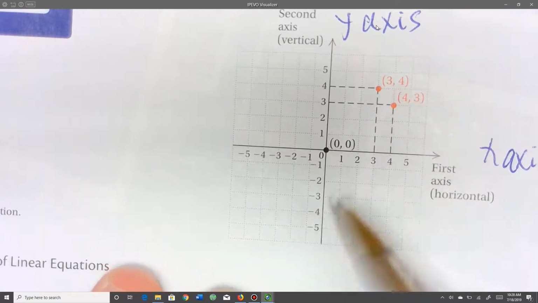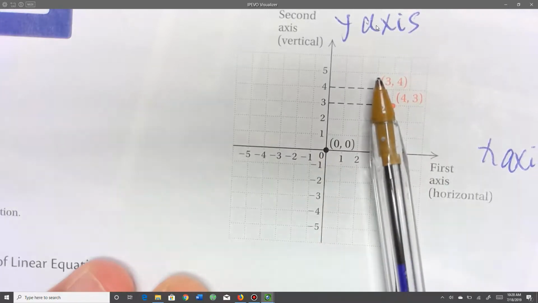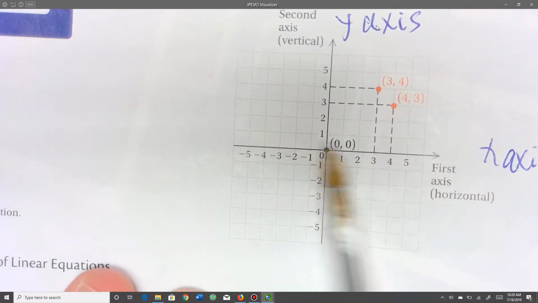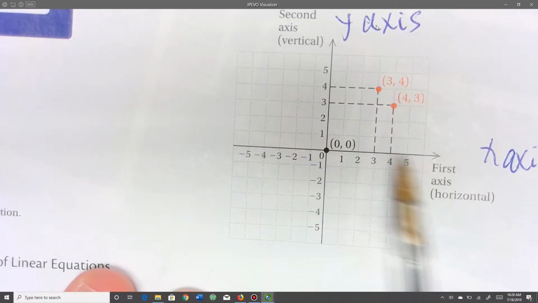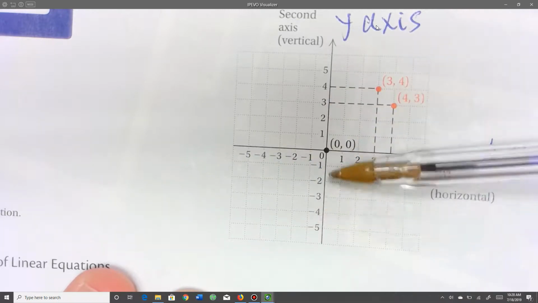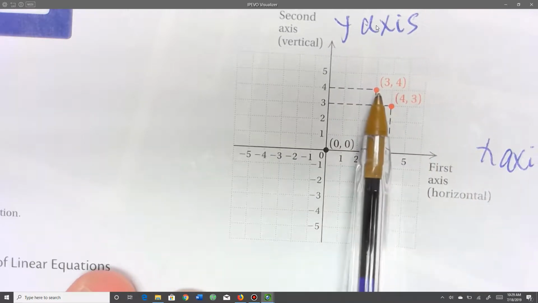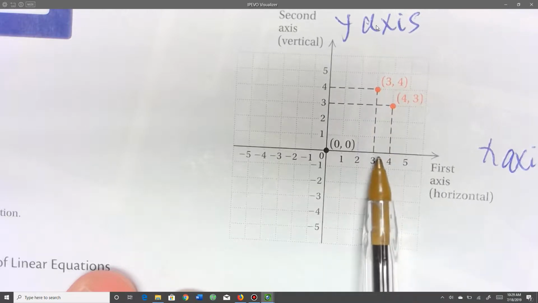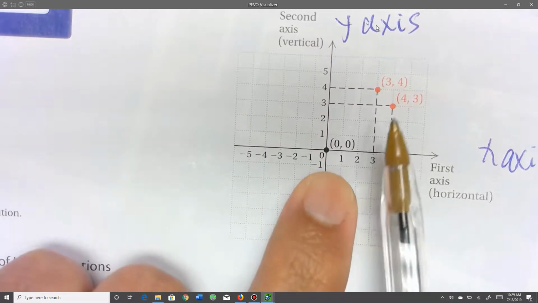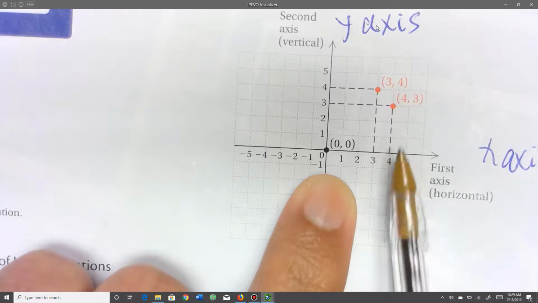Okay, that's important. It is important because we will be graphing points, plotting order pairs, and you need to know whether the x values are positive or negative, and whether the y values are positive or negative. Now, for example, here with this point, the x value 3 is positive, and then the 4, the y value, is also positive, and so is for this one.